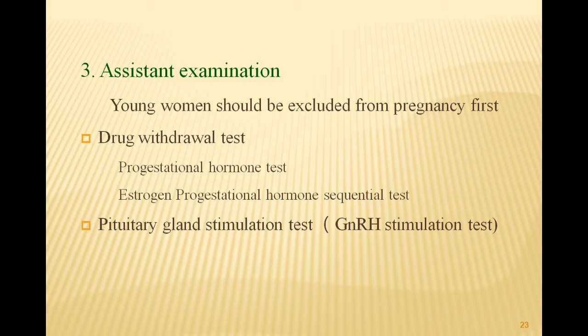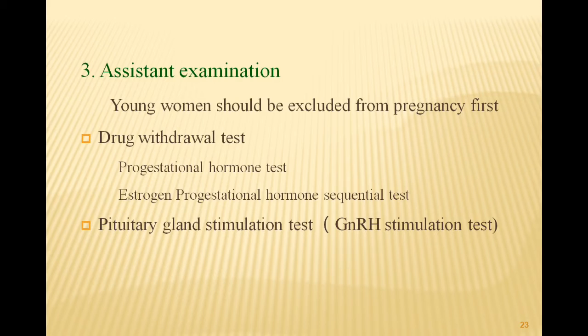It means that there is no problem with the uterus. There is ovarian failure, and at the same time, the patient has enough estrogen level. If there is no menstruation, it means there is not enough estrogen in the patient, or there are uterine defects. Then we must go to the second step, the estrogen progesterone hormone sequential test.